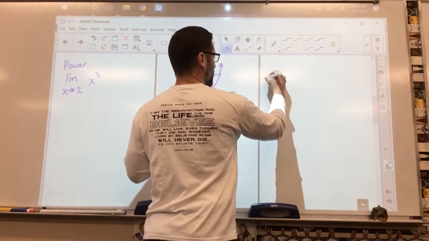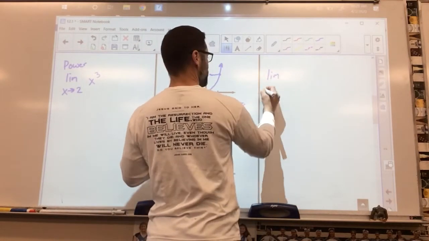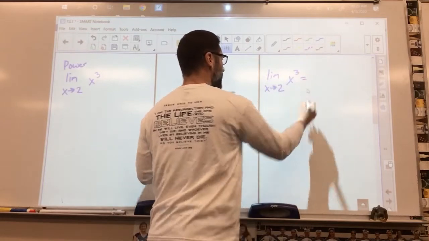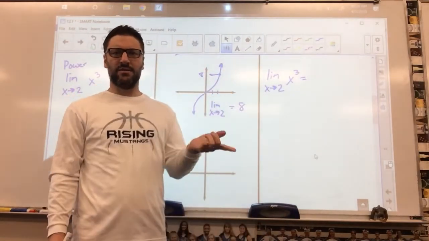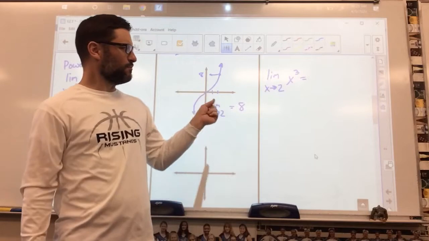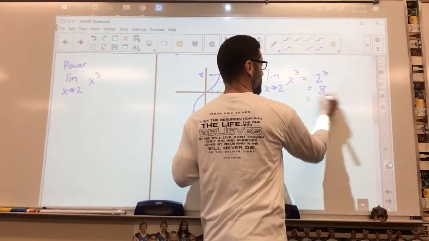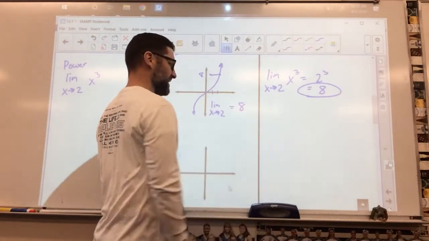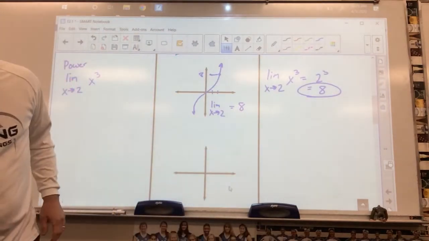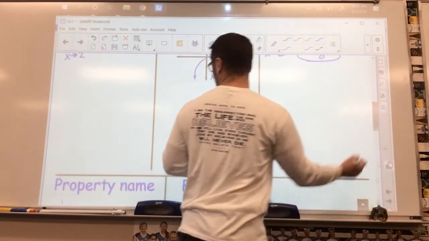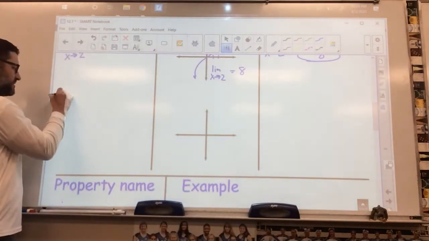And that's what I would get if I applied direct substitution. The limit as x goes to 2 of x cubed asks me, what would I get using direct substitution if I took the 2 and plugged it directly in? I'll get 2 cubed, which is 8. And in both cases, I got 8. And then the last one I'll go over is just the square root function, a square root limit.